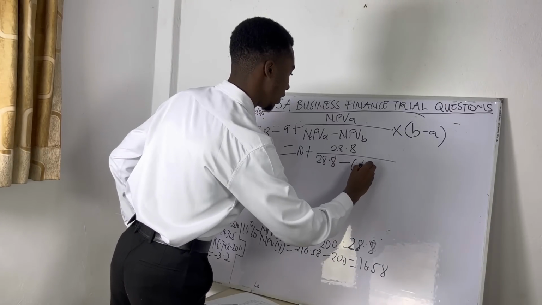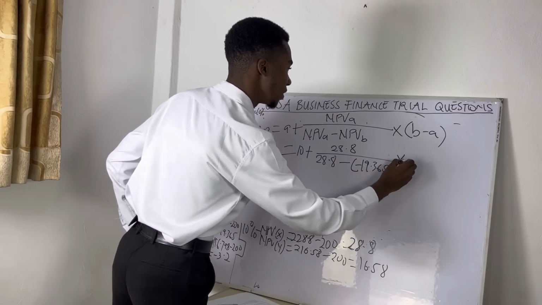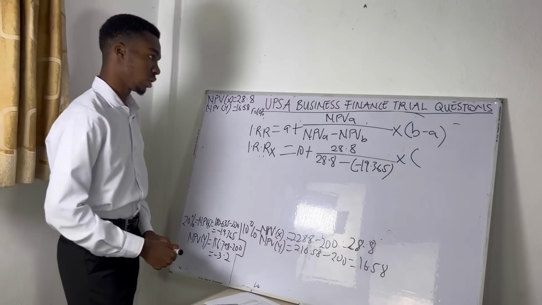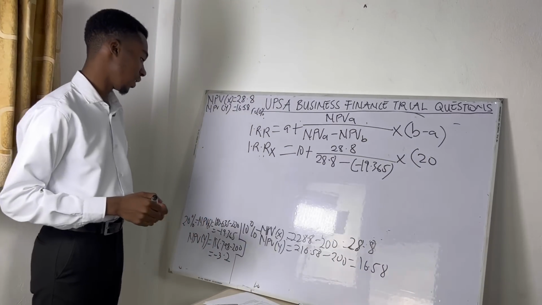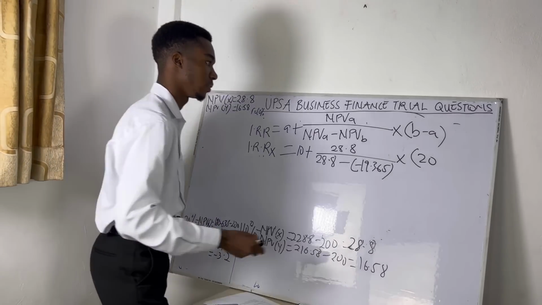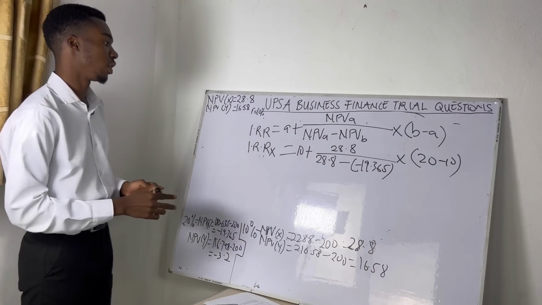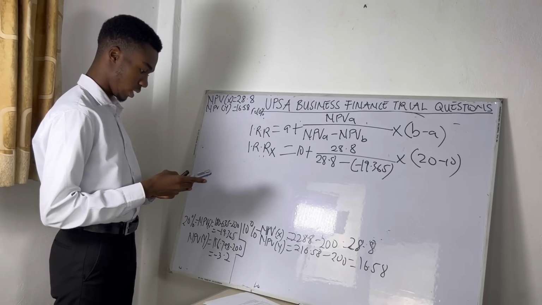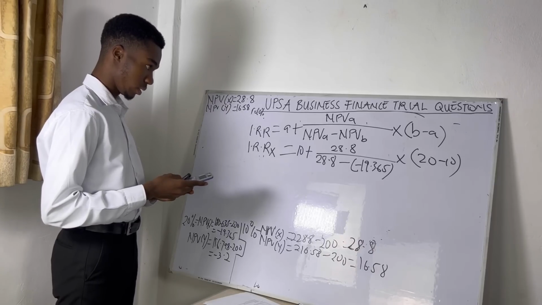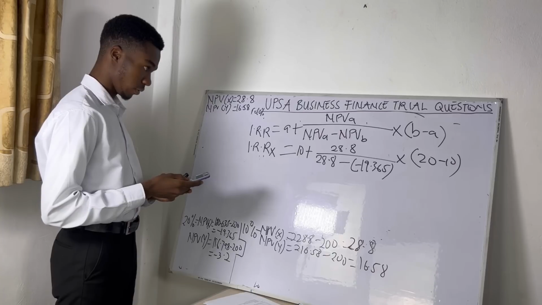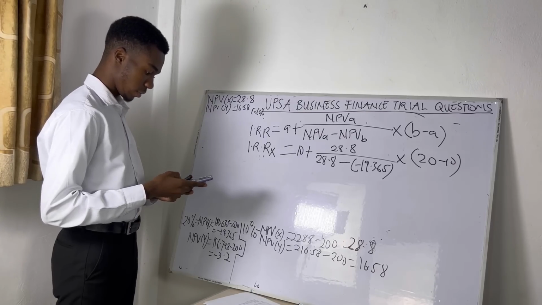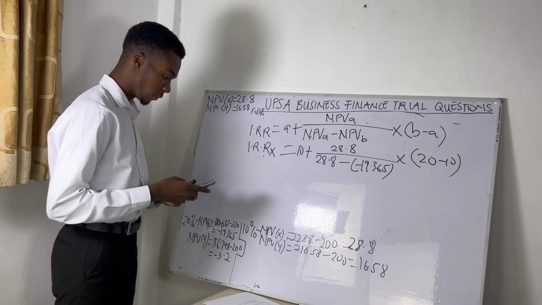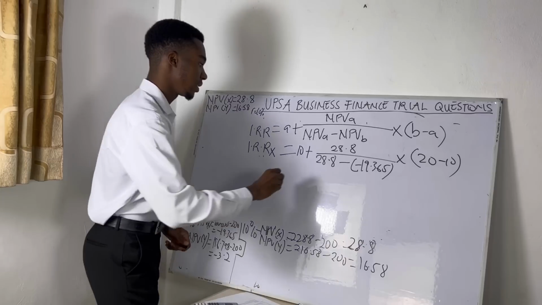So since it's negative, negative 19.365 times B minus A. B is the rate that gives us the negative. So the rate that gives us the negative for X is 20%. So 20. Then A is the rate that gives us the positive. So that's 10%. So minus 10. So this is what you are going to get for the IRR. When we punch everything on the calculator, we are getting 10 plus 28.8 over 28.8 minus into bracket negative 19.365 and then close bracket times into bracket 20 minus 10. And we are getting 15.97. I say it's more like 16%. So you are getting 16%.